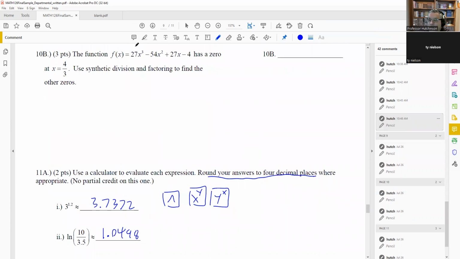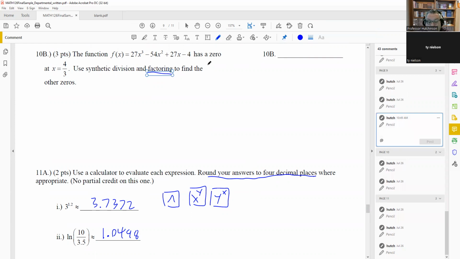We want to use synthetic division. So again, just a reminder, you want to definitely use the factoring method on this. So factoring, you must use here. I need to see synthetic division, and I also need to see factoring. It says specifically use both of those.